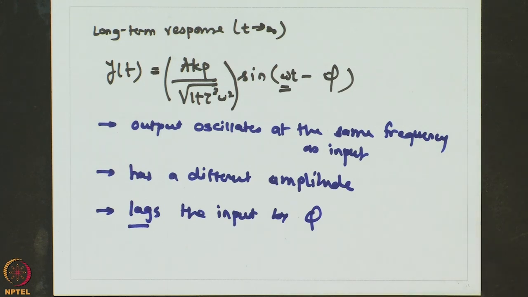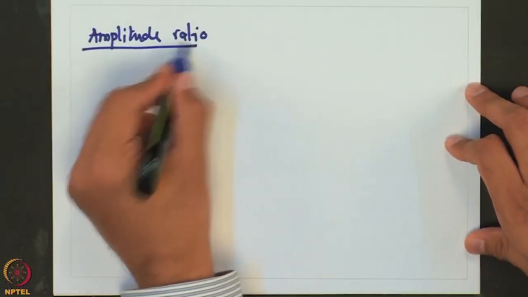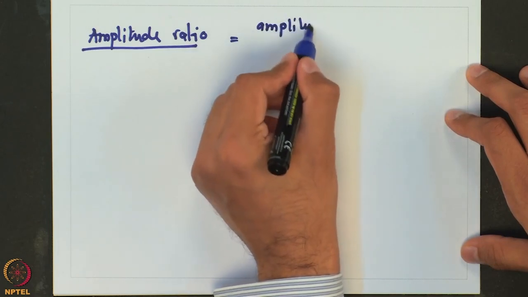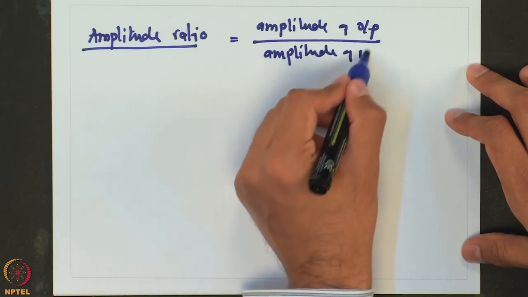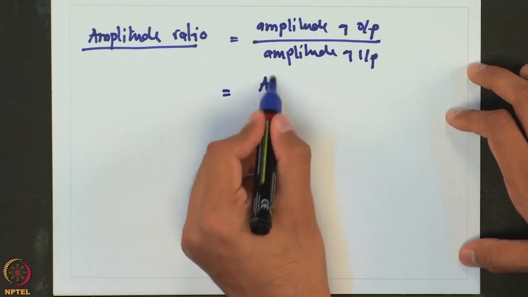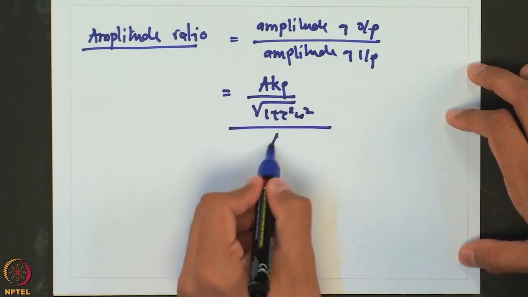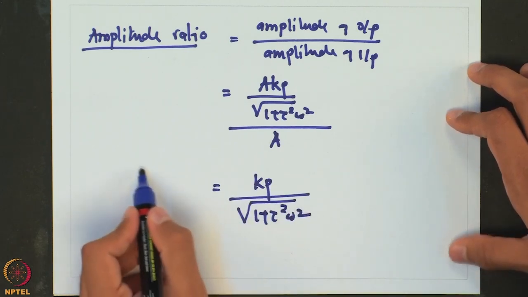So now let us try to look at how this amplitude comes up, or what is the significance of this amplitude. So we will define something known as an amplitude ratio. It is the ratio of amplitude of output to amplitude of input, which is A K_P over root of 1 plus tau squared omega squared, over the amplitude of input, which was A, which is equal to K_P over root of 1 plus tau squared omega squared.